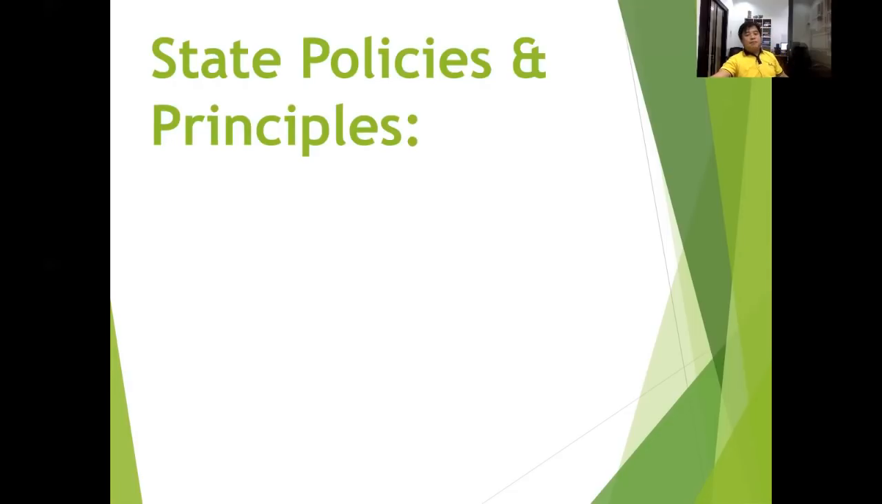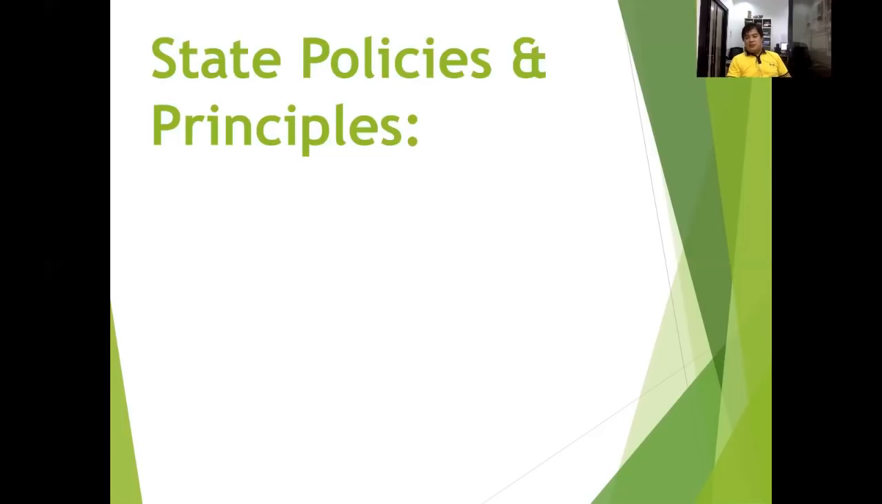Let's go to state policies and principles. That is Article 2 of the Philippine Constitution. The 1987 Constitution enumerated 28 state policies and principles. So it is very, very far from the provisions of the 1973 Constitution, because the 1973 Constitution provided for more or less 10, but at present we have 28 provisions of the state policies and principles. So what is the distinction between principles and state policies?